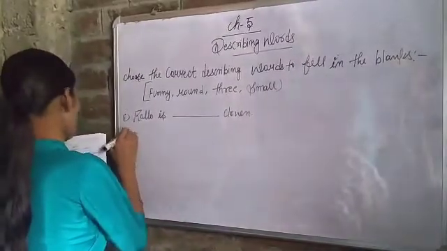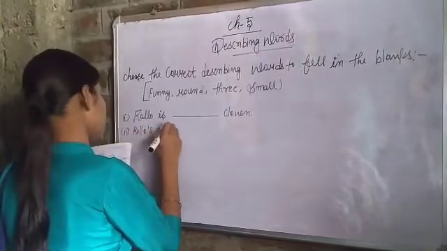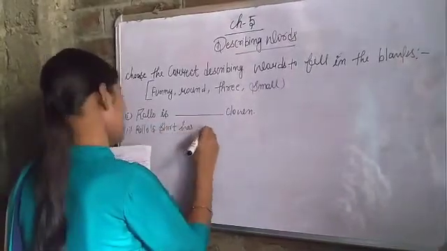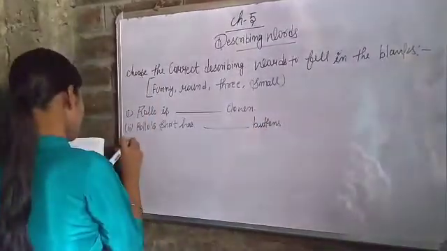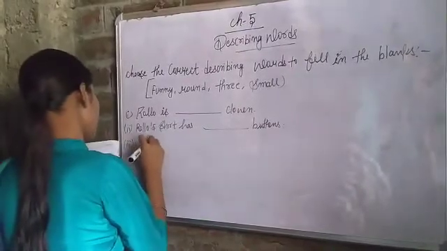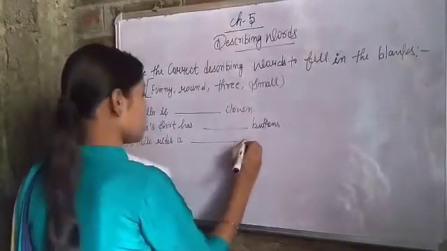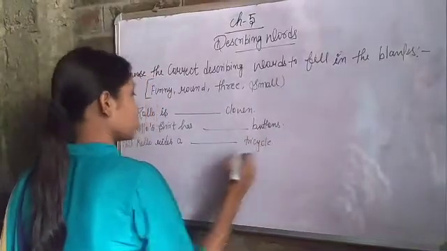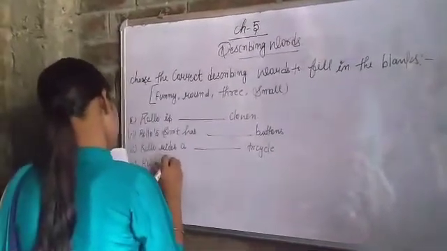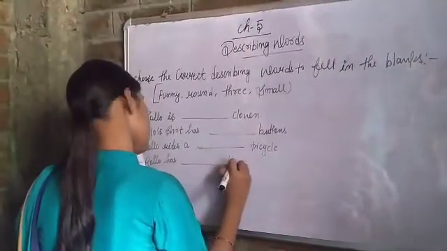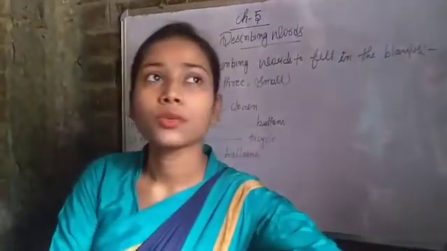Rollo's shirt has dash buttons. Number 3, Rollo rides a small tricycle. Number 4, Rollo has dash balloons. I think you already know the story of Rollo.